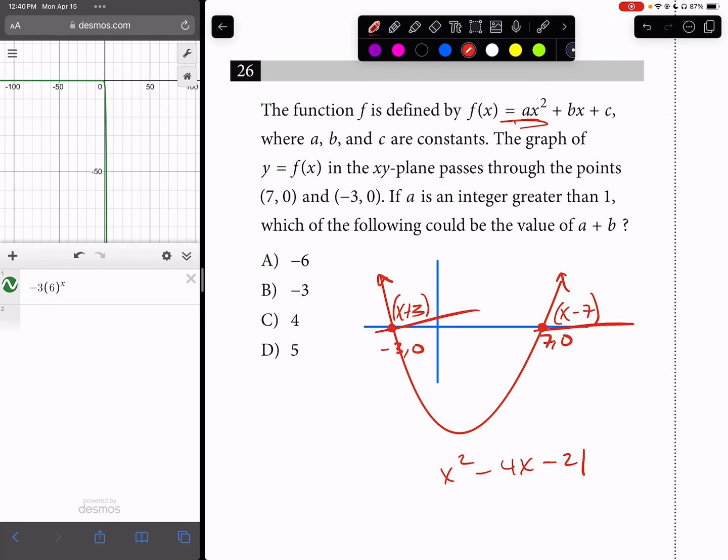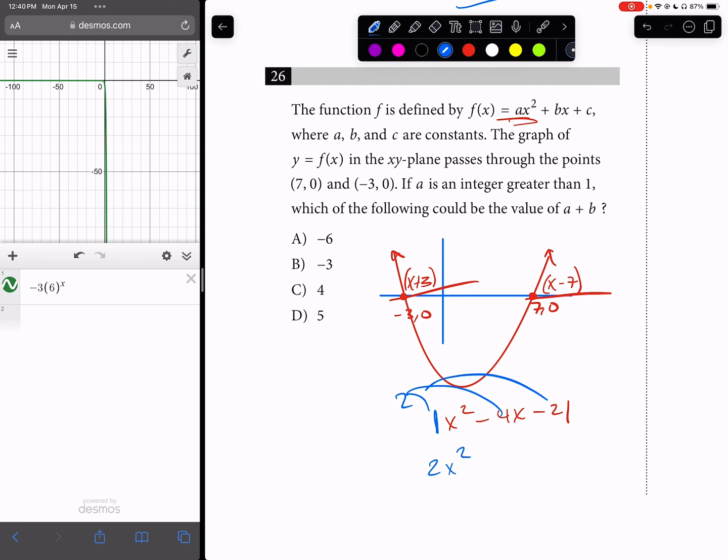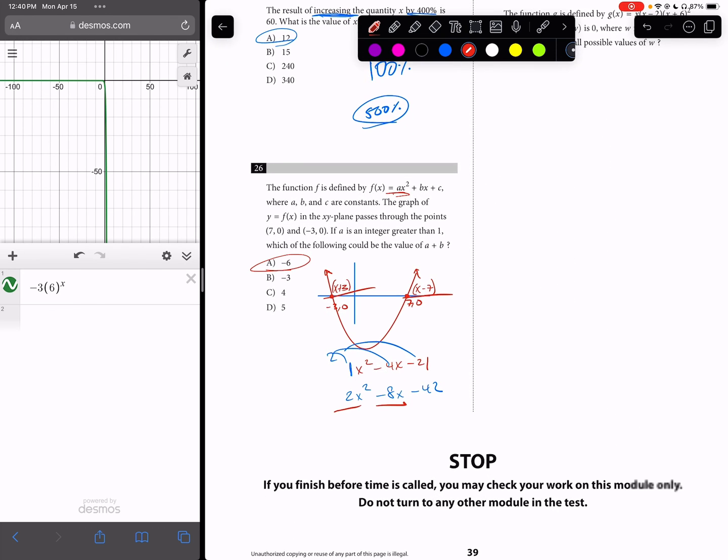At that point, it does say that A is an integer greater than 1. So, I don't know, what if I just multiplied everything by 2? Normally this would be 1 here, but I'm just going to multiply a 2 to everything. At that point, I have 2x squared minus 8x minus 42. And A plus B, what's A plus B? A plus B gives me -6. Yeah, I guess it could be A. That's okay. Weird, but it's okay.